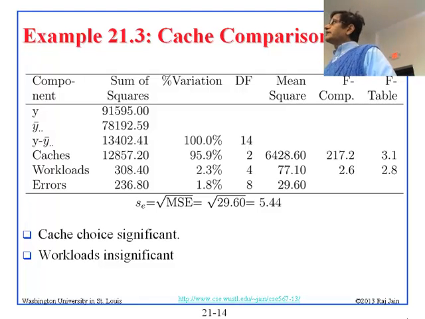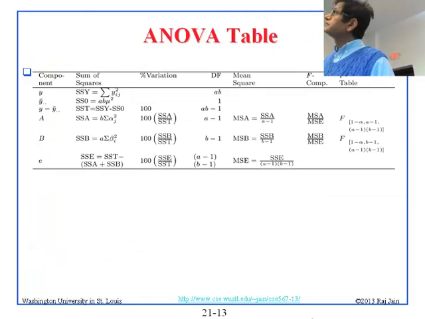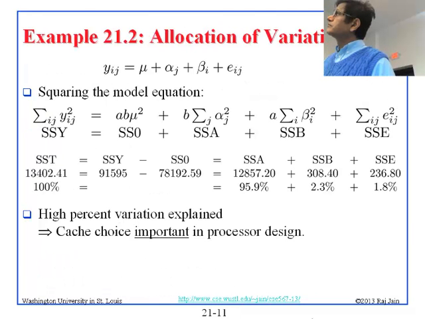And then subtract that and you get 13,000 for the total variation. The caches contribute 12,857.2. Now you should know how to calculate that number. SSA is simply B times the sum of alpha j squared. So you have the alpha values, which are the column effects. Square them up, add them up, and multiply by the number of rows.